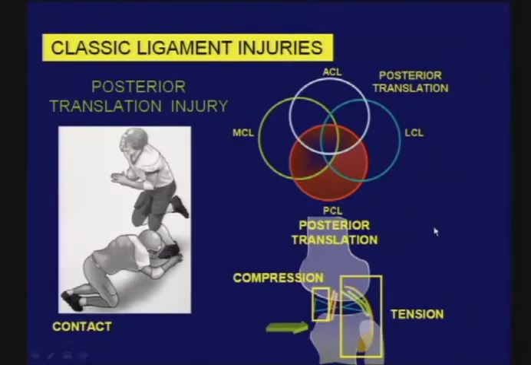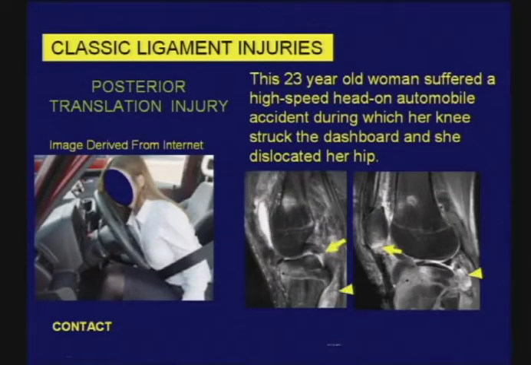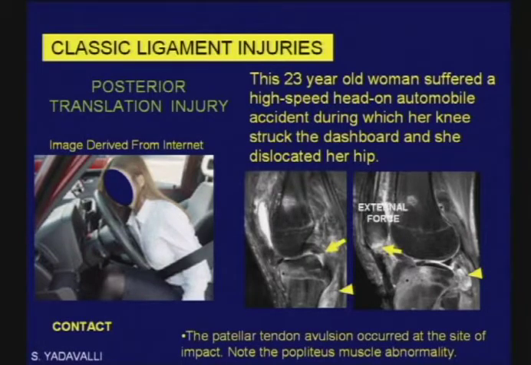We can think of this as a possibility in American football where the helmet strikes the knee just below the level of the knee, driving the tibia back. The example I would show you is that of a 23-year-old woman who suffered a high-speed head-on automobile accident during which her knee struck the dashboard and she dislocated her hip. You can appreciate here the external force has damaged the patella and the patellar tendon. Tensile injury involving the posterior cruciate ligament and even the popliteus muscle and tendon were abnormal. So this is posterior translation.